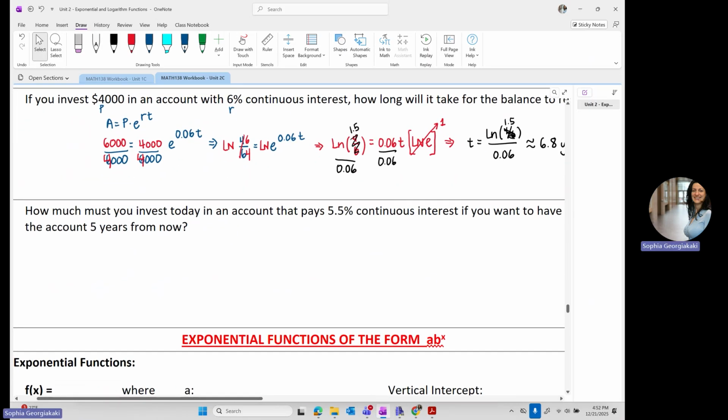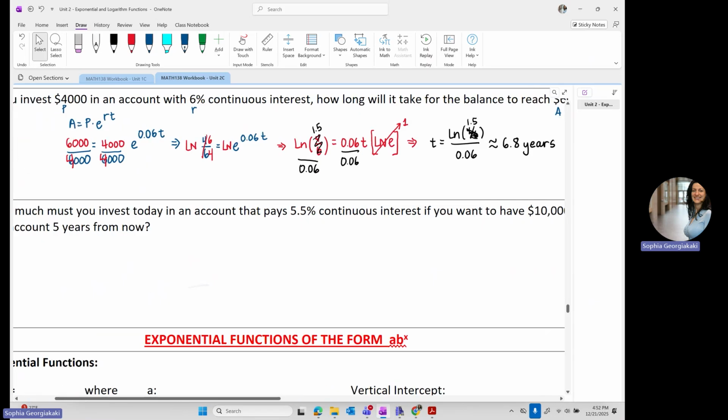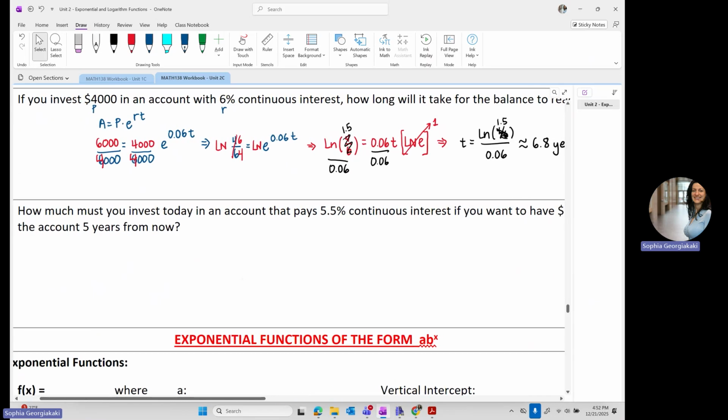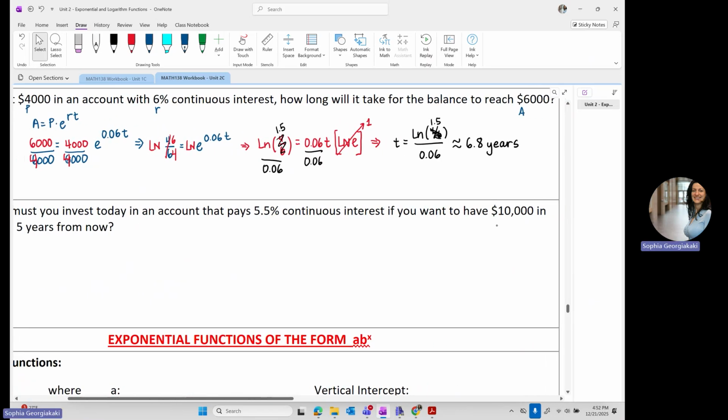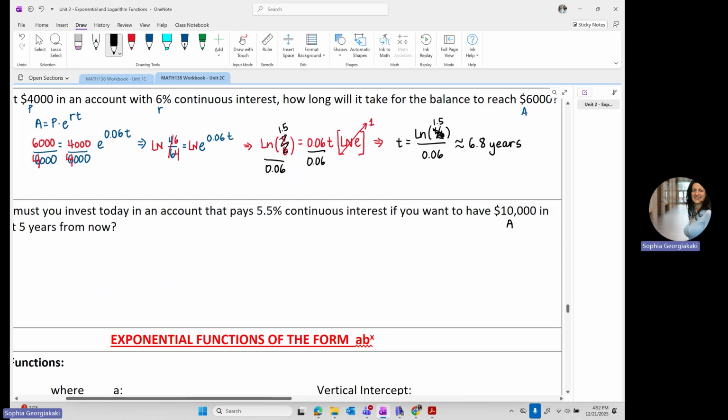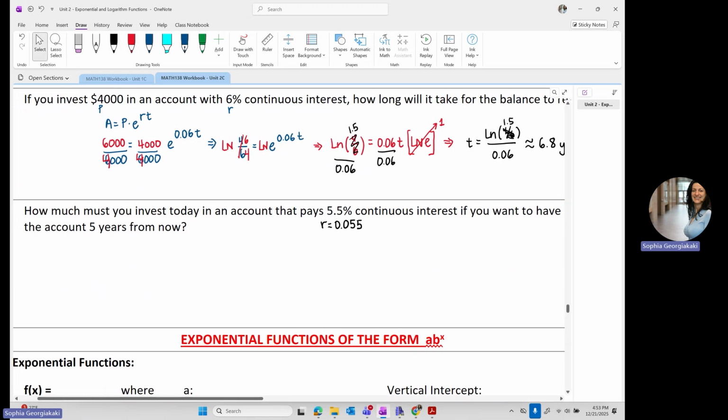How much must you invest today in an account that pays 5.5% continuous interest if you want to have $10,000 in the account 5 years from now? So that is again the A. The decimal value of the interest rate is 0.055. That's 5.5%. And the time is 5 years from now. They're asking me to find the principal.